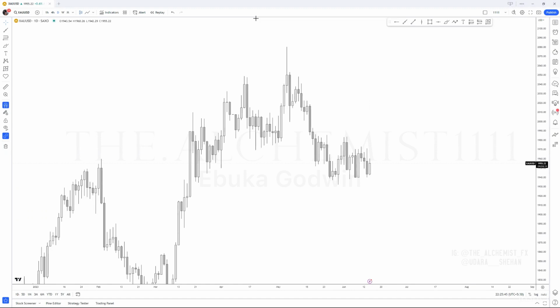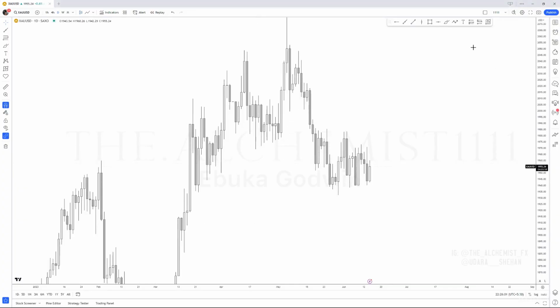I have a question. When you talk about candles closing, how much does it have to close by? Like if you close by 1 pip, does that count as a proper rejection? Yeah, it's still a rejection.